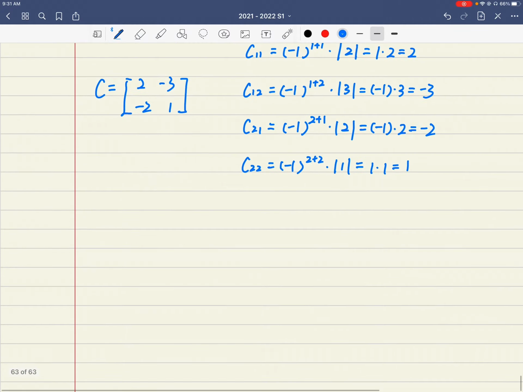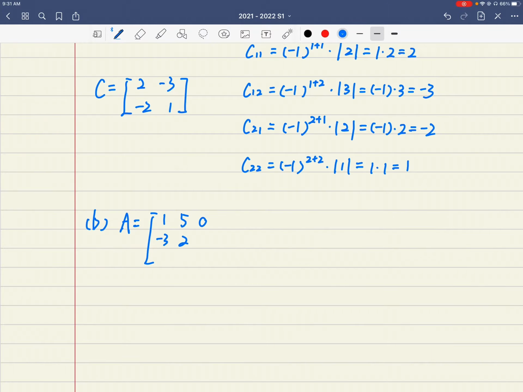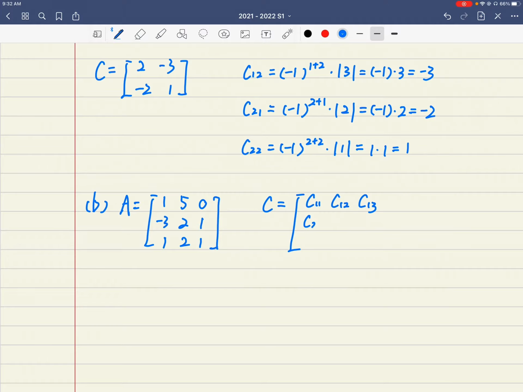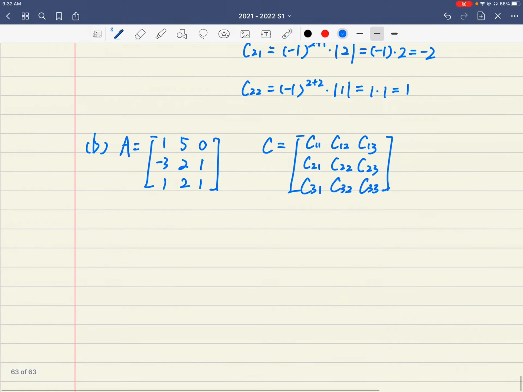All right, so part B. Part B is a little bit more complicated. Now the matrix is a 3 by 3 matrix. 1, 5, 0 is the first row, -2, -3, 2 is the second row, 1, 2, 1 is the third row. So same thing, your cofactor matrix should be a 3 by 3 matrix. And now we have 9 entries, right? We need to calculate each one by one, and then we'll get the cofactor matrix.